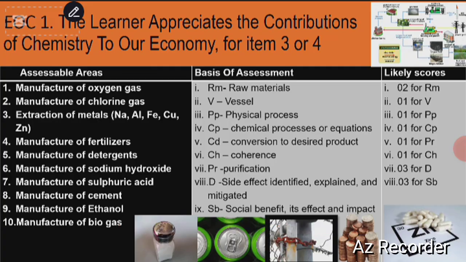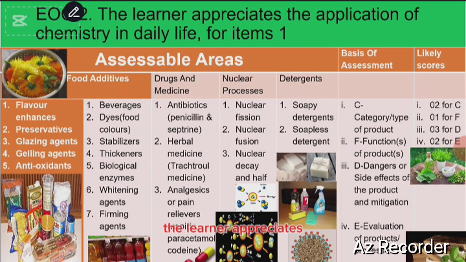EOC 2. The learner appreciates the application of chemistry in daily life. It is for item 1 section A paper 1 and is a short answer filling section. It is so far the broadest with 4 categories of topics. 1. Food additives like flavors and preservatives, drugs and medicines such as analgesics and antibiotics and herbal medicine, nuclear processes such as nuclear fusion and fission, detergents which are either soapy or soapless.